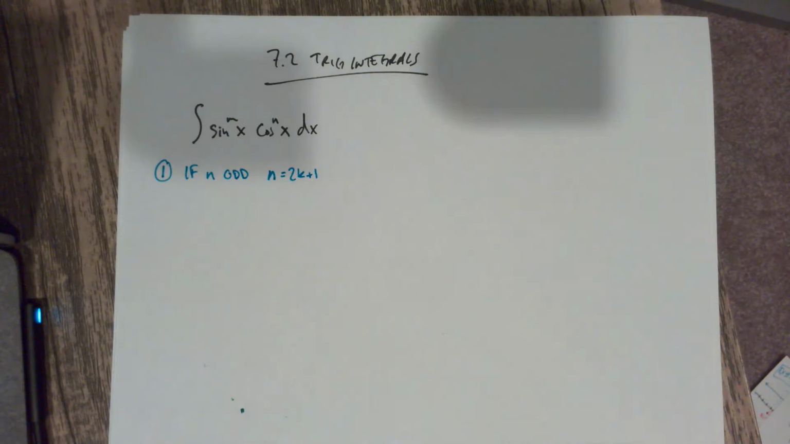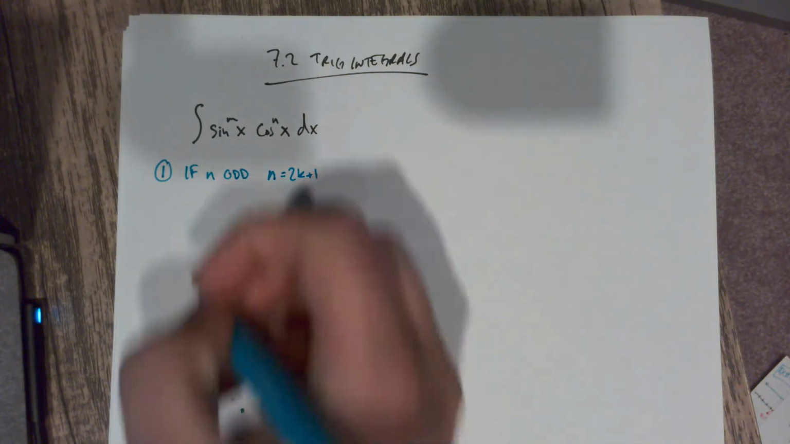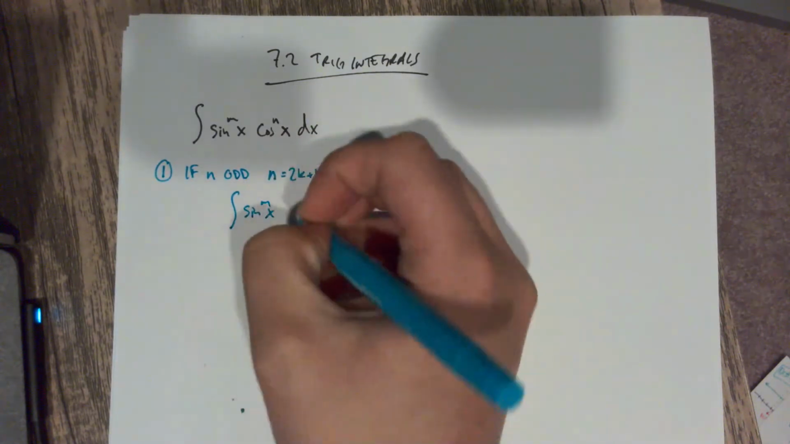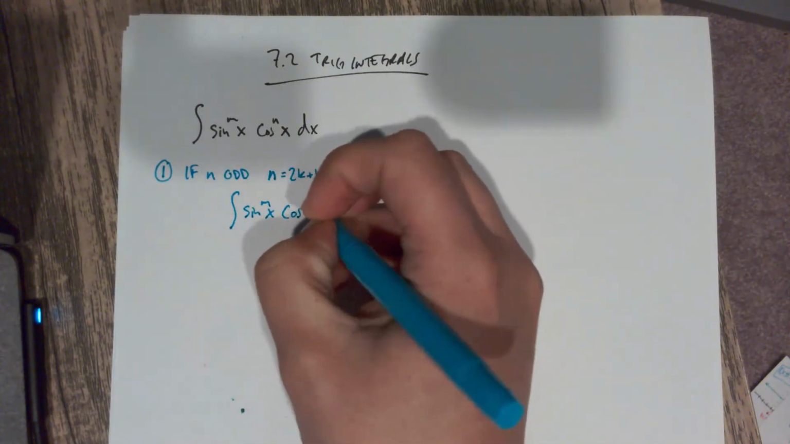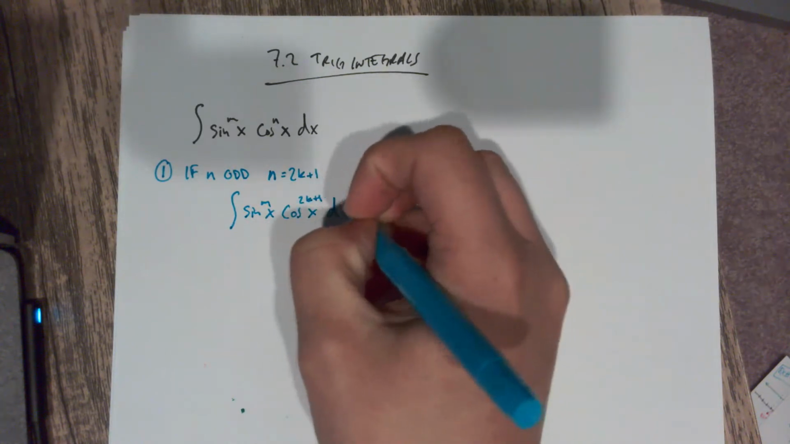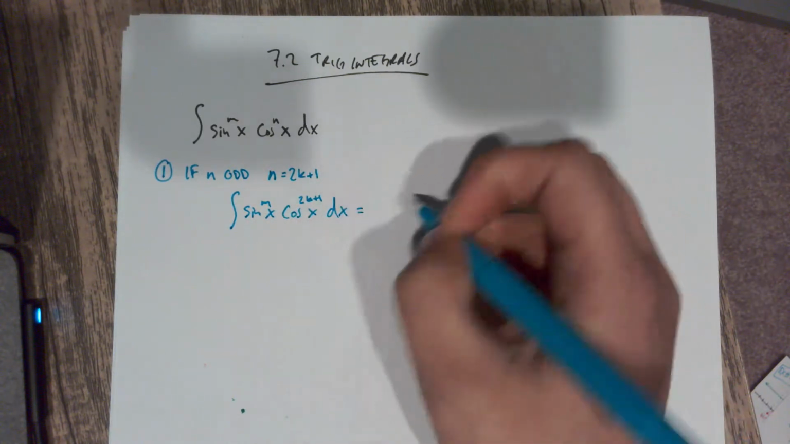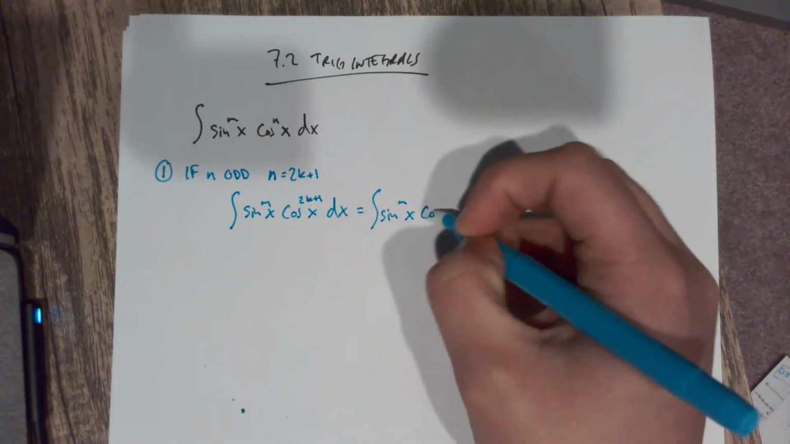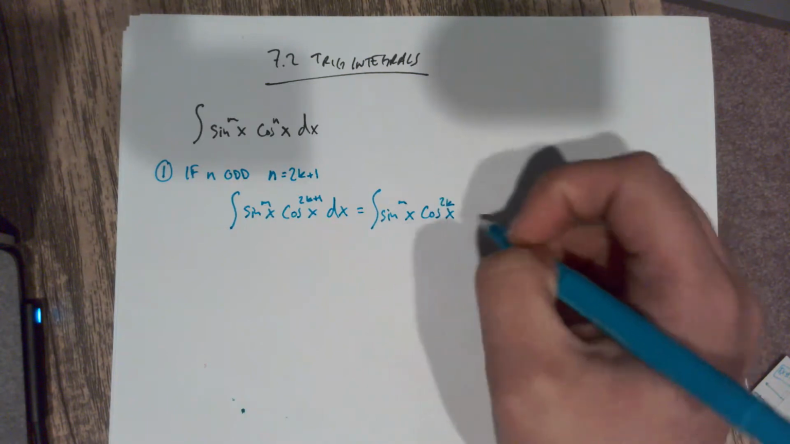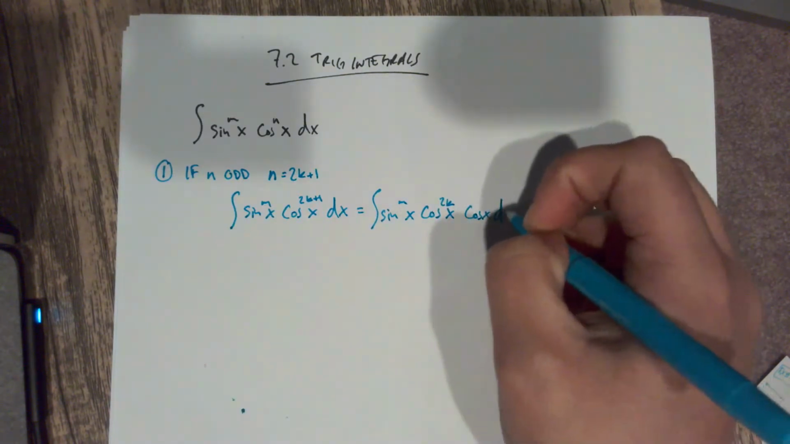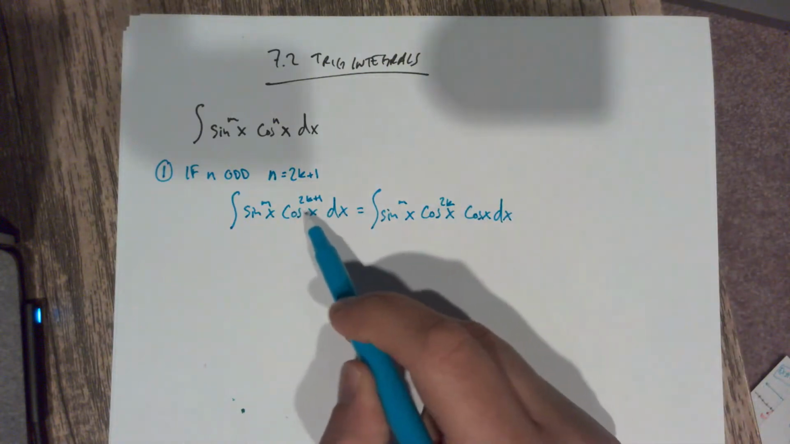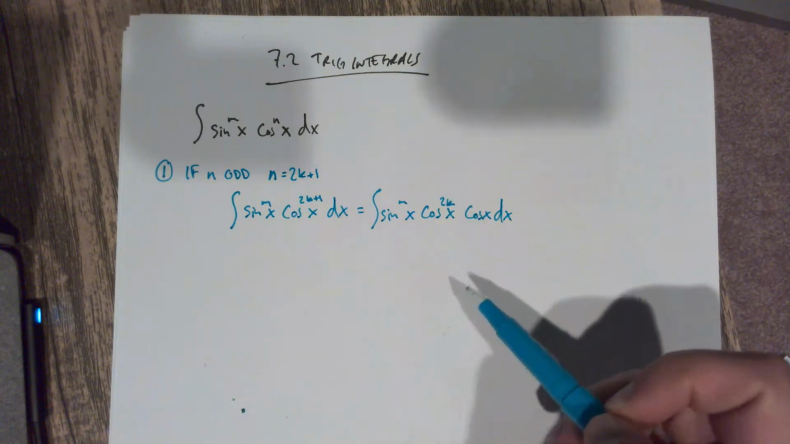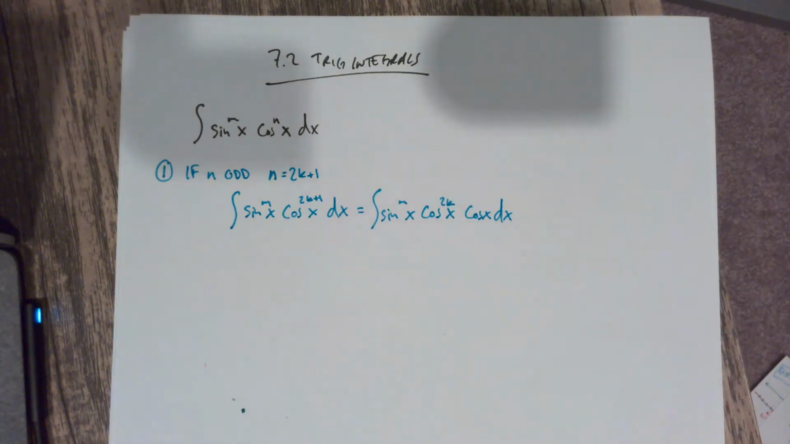And the idea here is that we're going to be pulling off a cosine. So I could rewrite this as sine of x to the m cosine of x to the 2k plus 1, which I can then rewrite as sine of x to the m cosine of x to the 2k times cosine of x dx. I just separated the 2k plus 1 into cosine to the 2k times cosine, since that's how exponents work.